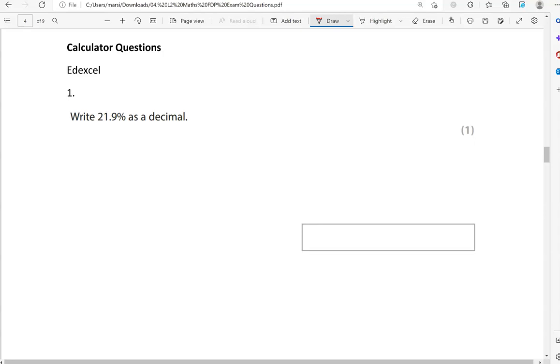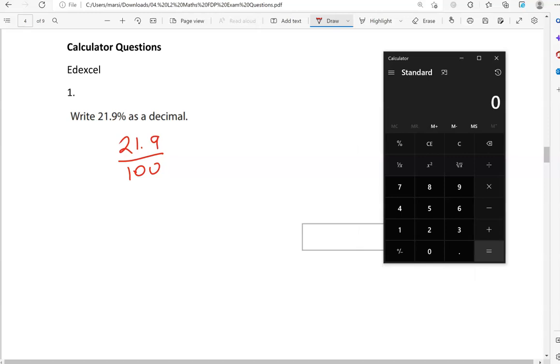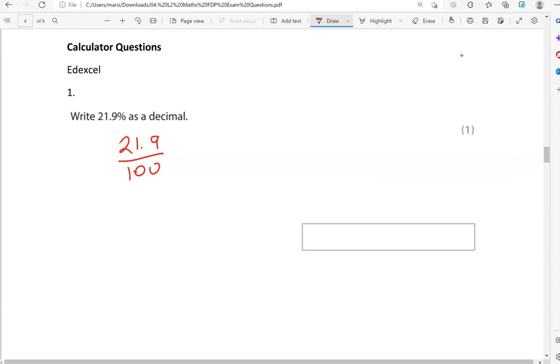Now we've got calculator questions, so we can use a calculator from this point onwards. Write 21.9% as a decimal. So 21.9% means out of 100. And we know that this fraction line here means division, so it's 21.9 divided by 100. That is 0.219.